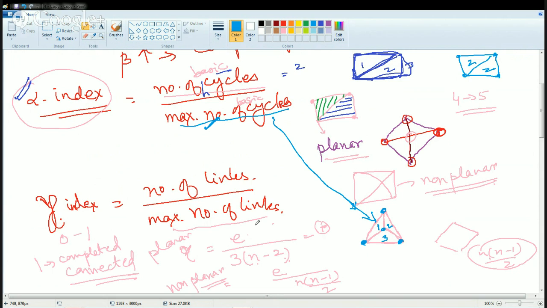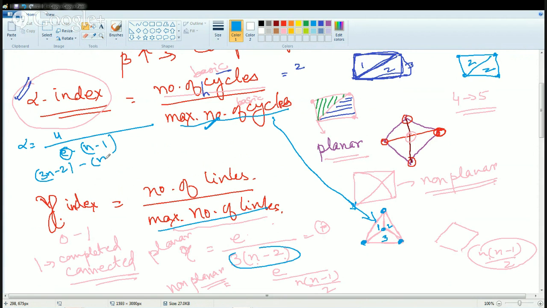Now, if I try to depict the equations for the same alpha index for planar and non-planar, it would be very simple. The planar alpha index would be the number of basic cycles that we calculated, divided by the maximum number of cycles, and here it was E minus n minus 1, and the maximum number of edges is 3n minus 2. So if I substitute 3n minus 2 minus n minus 1, I get the value 2n minus 5. So the alpha index for a planar graph would be E minus n plus 1 divided by 2n minus 5.